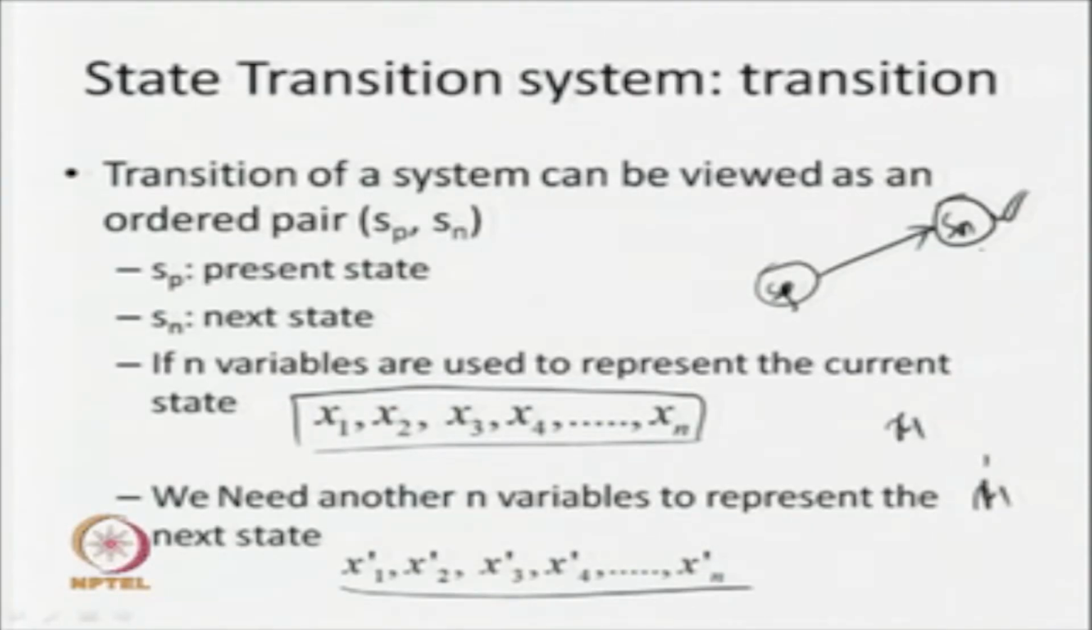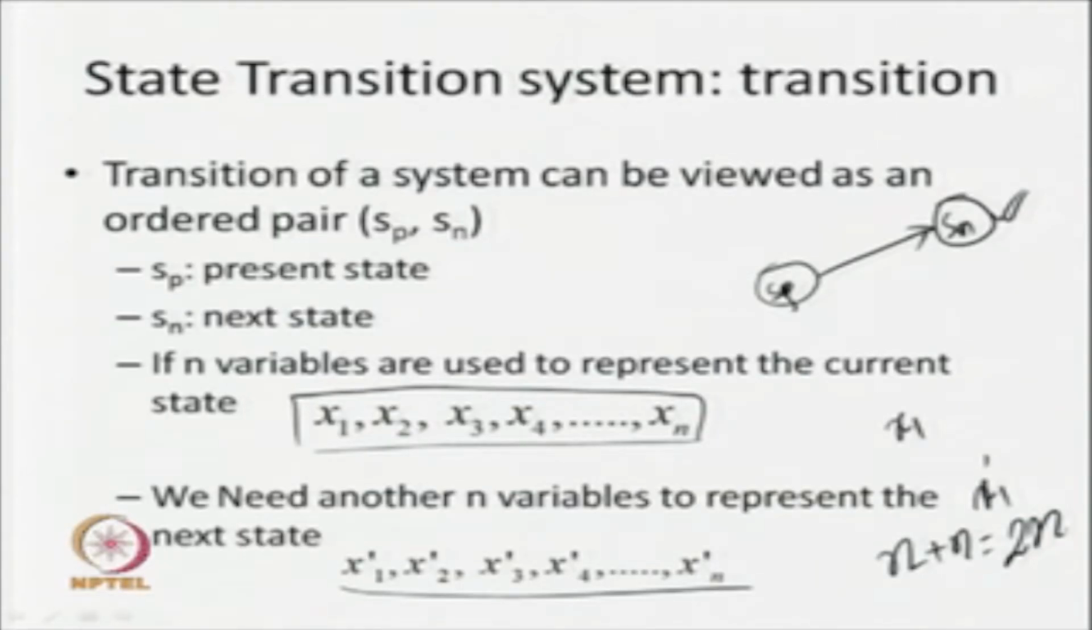So, the representation of the present state needs n variables, and the representation of the next state involves another n variables. That means we need a total of 2n variables. If we use n variables to encode our states, to represent the transition we need 2n variables, because it is the combination of present state and next state. n variables represent the present state, and another n variables represent the next state. So, we need 2n variables.